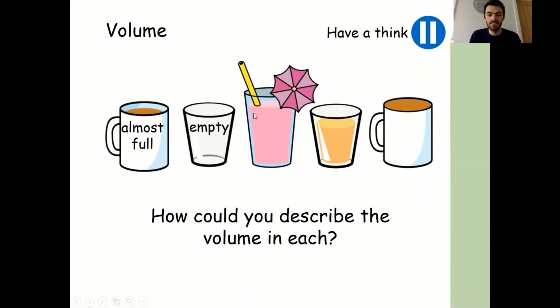Okay, the next glass. Is it full, empty, almost full, or almost empty? It is almost full. It's not full to the top, it's almost full. And the next glass? That's almost full too. And finally, the mug. The mug is full right to the top. You can see it's full right to the top. So that's volume. Volume is all about how much liquid is in the container right now.